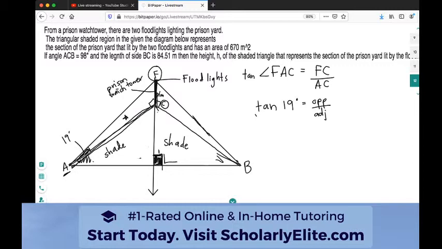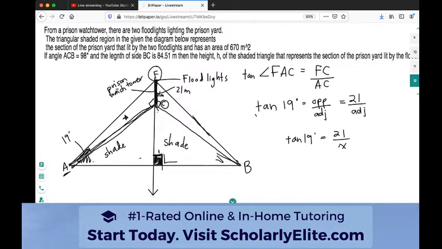Okay, so let's go ahead and use this information. In our initial problem, we have been given the opposite length. We've been given 21. I've kind of hidden it by accident, but this is 21 meters. The actual watchtower is 21 meters long, over some adjacent that we don't know. So again, tan of 19 degrees in this situation is 21 over the adjacent, which we don't know.